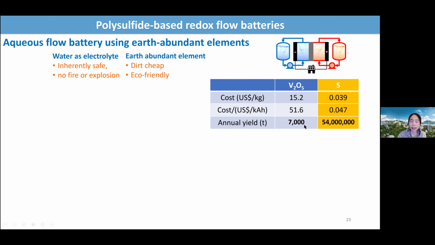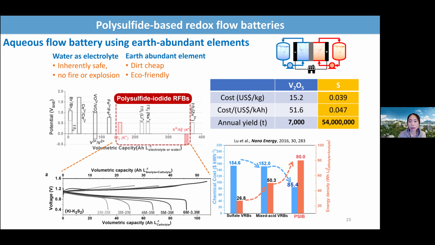And so with this intrinsic advantage, back in 2016, we put together a polysulfide iodide flow battery, just to find a couple that we can demonstrate this type of system. And at the time, we were able to look into some of the different concentrations. So both iodide and polysulfide have very high solubility. So potentially it can theoretically provide 80 watt hour per liter. And at the time, we actually achieved around 50 watt hour per liter.